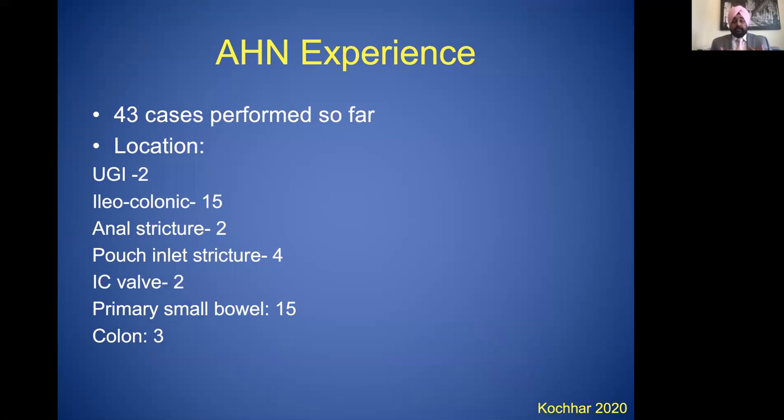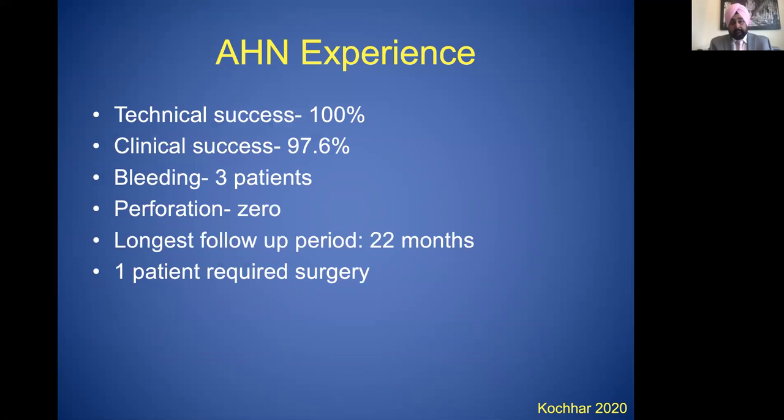What has been my experience so far at AHN? We have done 43 cases, with locations from the upper GI tract to anal canal stricture, pretty much everywhere in the GI tract. We have achieved technical success, defined by passage of the scope during the procedure, in all patients. Clinical success, defined by not requiring stricture-related surgery, was in 97.6% of patients. 3 patients had post-procedure bleeding, which self-resolved, with no perforations. The longest follow-up period is 22 months.